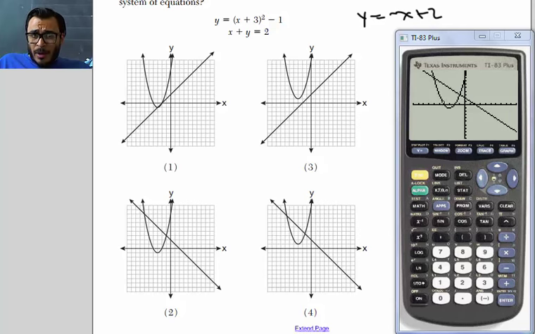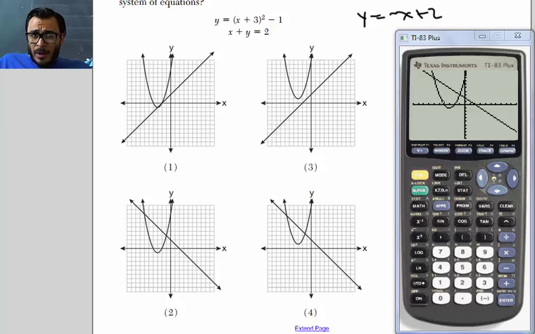Number 14 says, what is the converse of if an angle measures 90 degrees, then it is a right angle? So for the converse, you want to switch the hypothesis and the conclusion. So the converse will be, if the angle is a right angle, then it measures 90 degrees. So the answer is going to be choice 1.